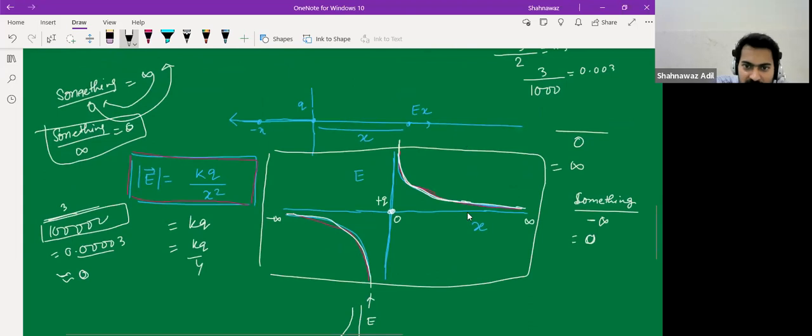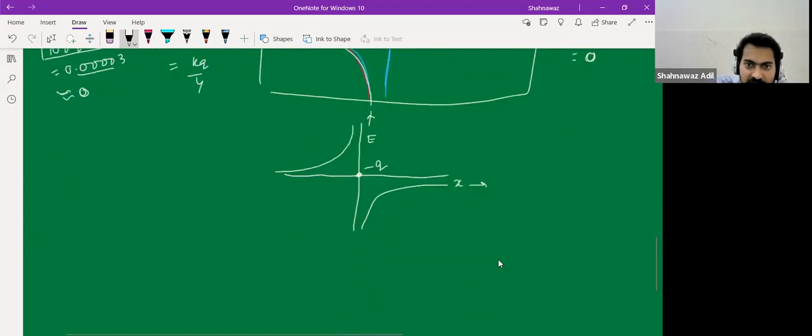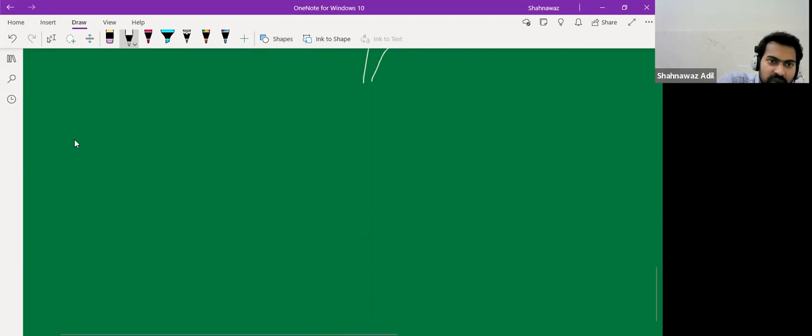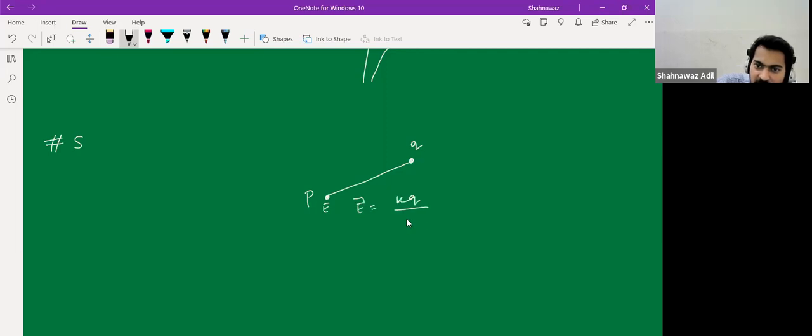Okay. And then you have the superposition of electric field, right? We calculated the electric field due to this charge. At this point we had charge Q, and at this point we calculated the electric field. So this was KQ by R square, right? And R hat. This was R and this is R.